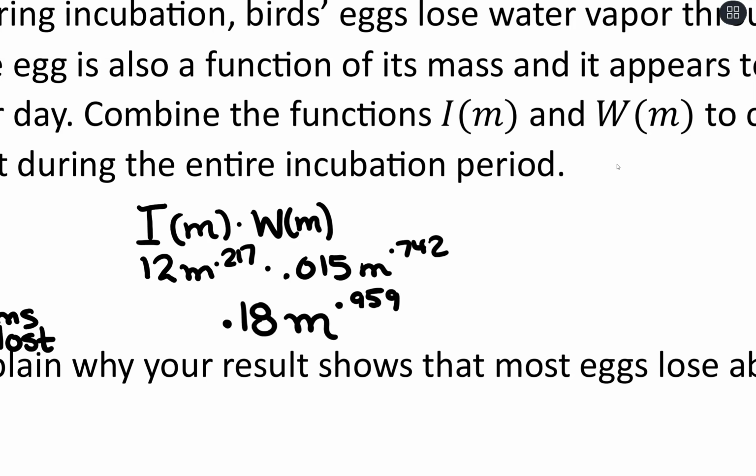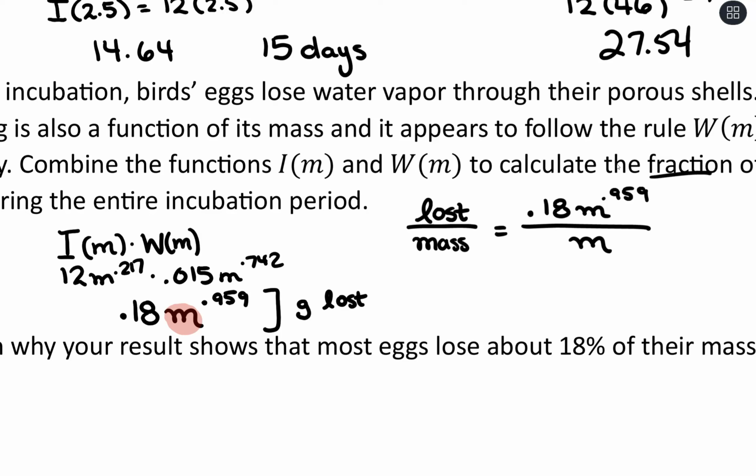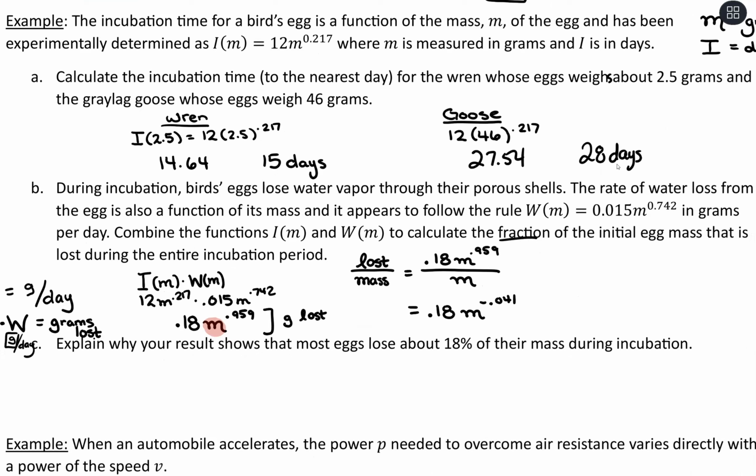So what this is doing is, if we plug in the mass of the egg, we're calculating the overall grams lost. Going back to what we're interested in, which is this fraction, we want to know the ratio of how much is lost compared to the mass of the egg overall. So our calculation for how much was lost was 0.18 m to the 0.959, and then we're going to divide this by just mass, which would just be m. So this fraction, we would have 0.18 m to the 0.959 minus 1, for a negative 0.041. So this right here is the fraction of the initial egg mass that is lost during the entire incubation period.